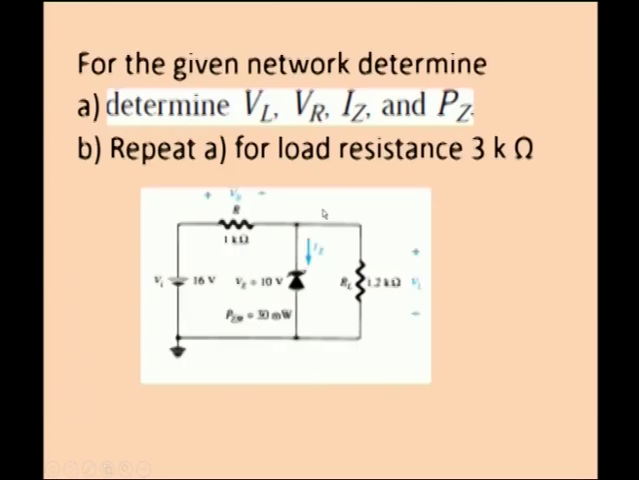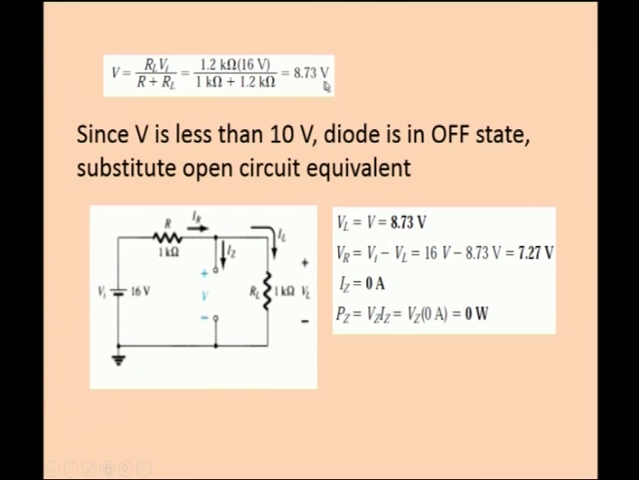The Zener voltage VZ is given here as 10 volts, and the calculated voltage is 8.73 volts. So V is less than the Zener voltage, and so the diode is in the off state. If it is greater, then it is in the on state. If the diode is in the off state, we have to substitute the open circuit equivalent here. So it must be an open circuit, and the voltage across the load is the same as V. These two are parallel, so VL is equal to V, which is the calculated voltage 8.73 volts.